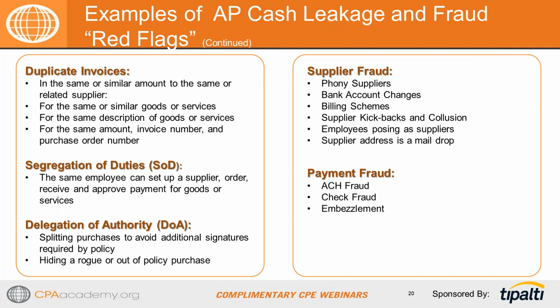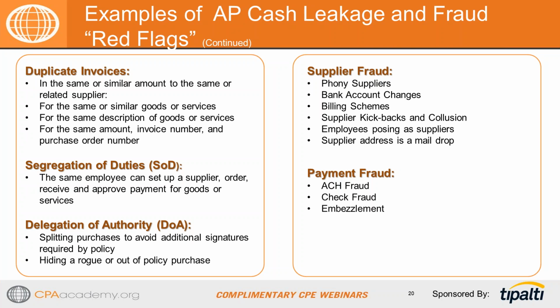Other red flags: duplicate invoices. Now again, with a manual process, how are you going to find duplicate payments or duplicate invoices? These could be in the same or similar amount to the same or related supplier, for the same or similar goods or services, the same description of goods or services, the same amount, invoice number and PO number. And there's several other types, but these are the major ones.